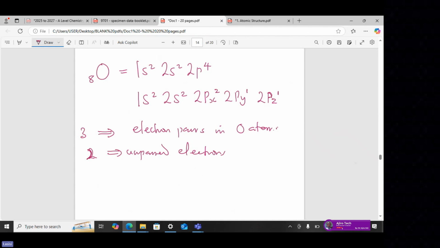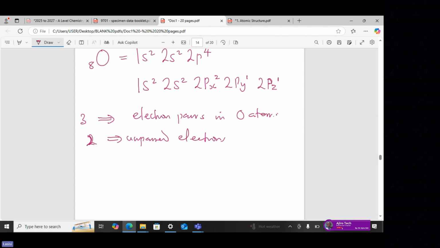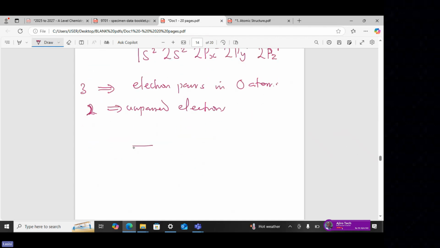That's okay. Now let's go. How do we represent this? Look at it. You can say this is 1s2, 2s a bit higher, 2s2, then 2p has 3 orbitals, and it will be 1, 1, 1, then of course 2. Do you agree? We call this the electron in box diagram.